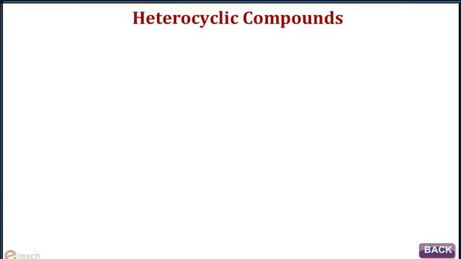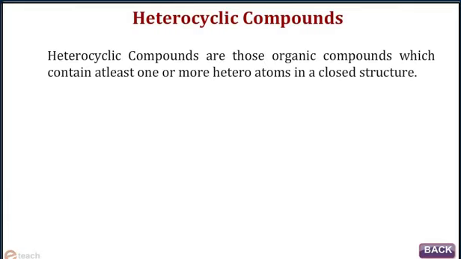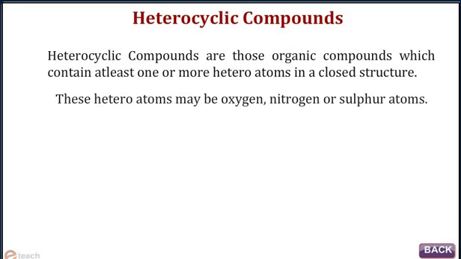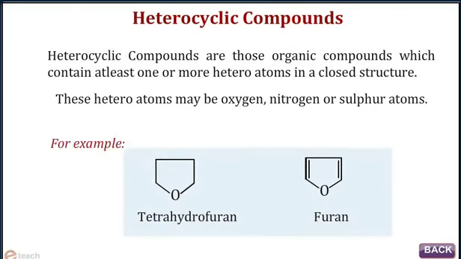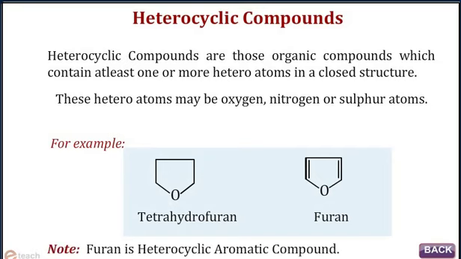Heterocyclic compounds. Heterocyclic compounds are those organic compounds which contain at least one or more heteroatoms in a closed structure. These heteroatoms may be oxygen, nitrogen, or sulfur atoms. For example, tetrahydrofuran and furan. Note that furan is a heterocyclic aromatic compound.